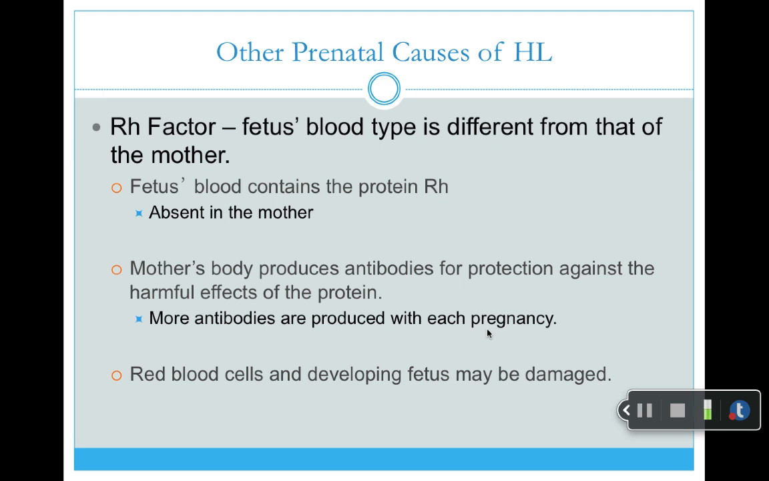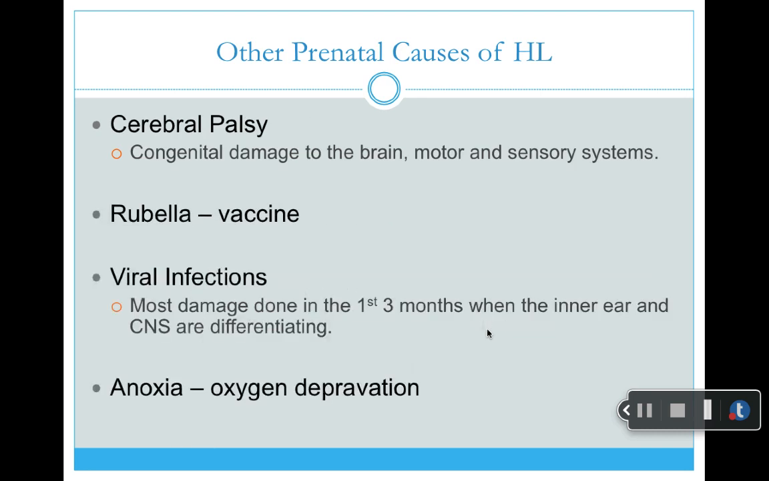Other prenatal causes of hearing loss include the Rh factor, in which the fetus's blood type is different from that of the mother, and the fetus's blood contains the protein Rh that the mother doesn't have. So the mother produces antibodies to protect against the harmful protein, and with each pregnancy, she develops more and more antibodies that attack the developing fetus. This isn't as common anymore because doctors can now diagnose it early on in the pregnancy, and they can monitor the mother and give her treatments.